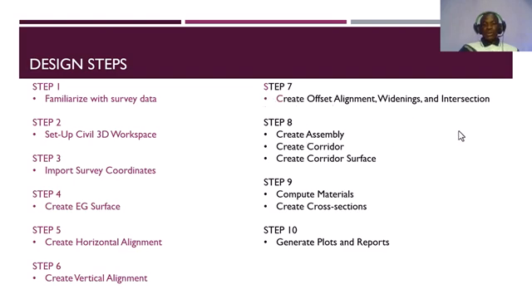Seventh, we are going to create offset alignments and widenings and intersection. Then in step 8 we create assembly and create corridor and corridor surface. Step 9, we are going to compute the materials that are required, our cut and fill, and then we'll create our cross sections. Then step 10, we are going to generate plots and reports.